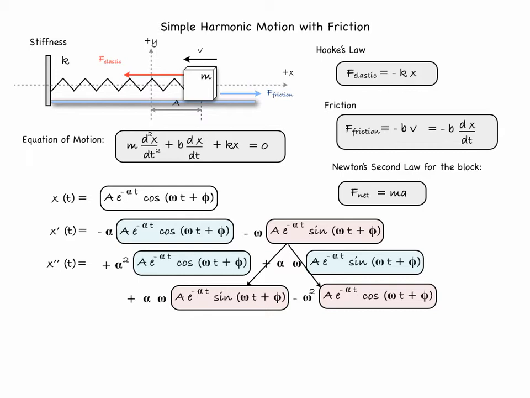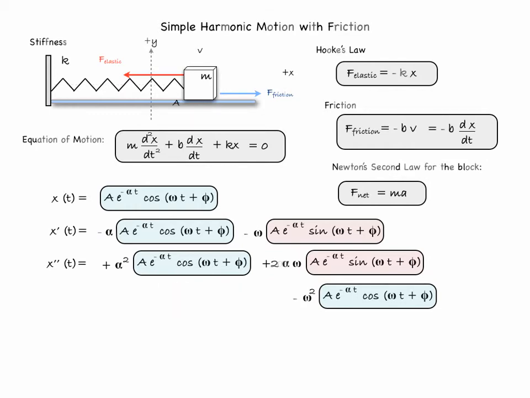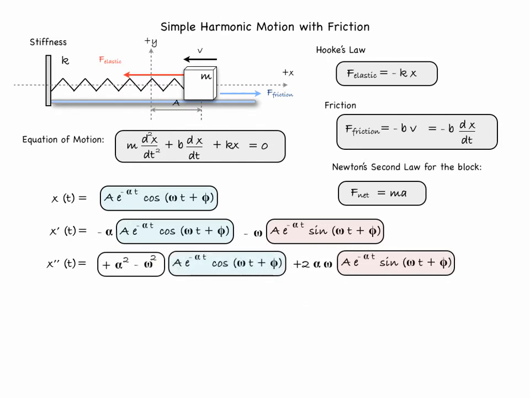We'll highlight the cosine and the sine terms separately, the cosine terms in blue and the sine terms in red. The middle two terms in the second derivatives are identical, so we write them as 2 times alpha times omega times the expression highlighted in red. We also combine the first and the last term in the second derivative, both consisting of a cosine function, so that we get alpha squared minus omega squared times the expression highlighted in blue.